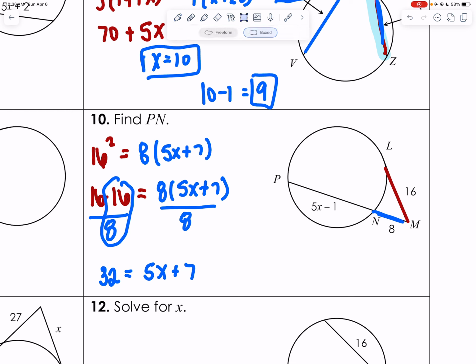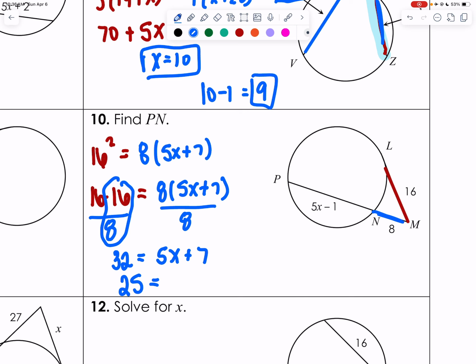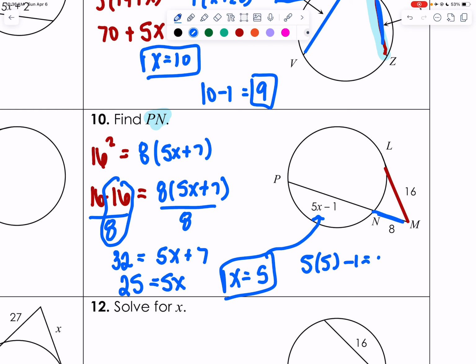Subtract 7, that gives me 25. And then divide by 5. X is equal to 5. Now, plot twist, we gotta find out what Pn is. So I always read the problem that you are trying to find. So I'm gonna plug in 5, and that's gonna give me 24. So Pn gives me 24.